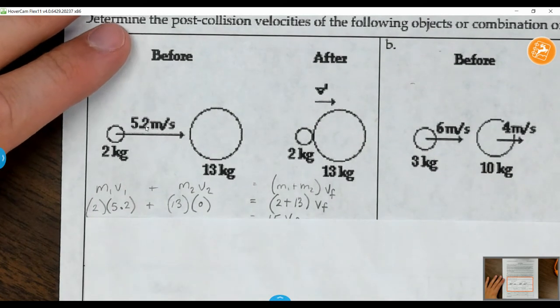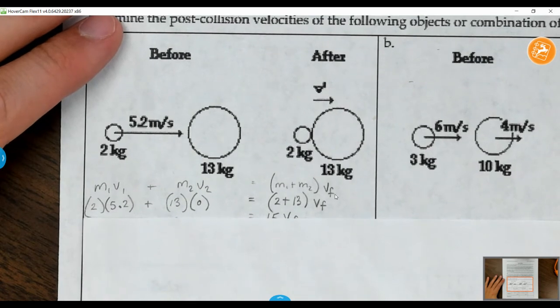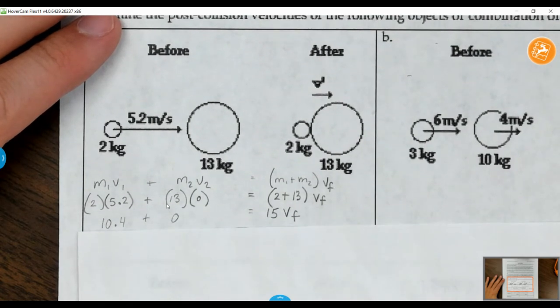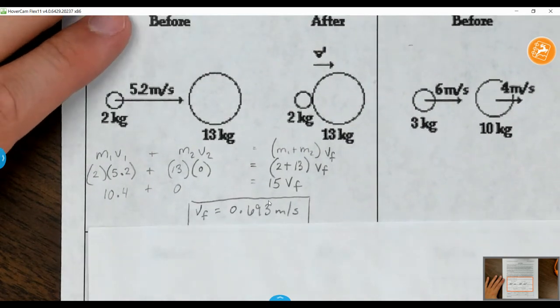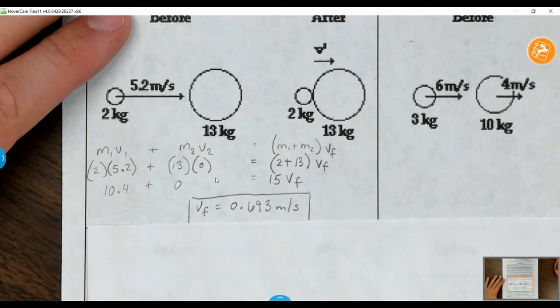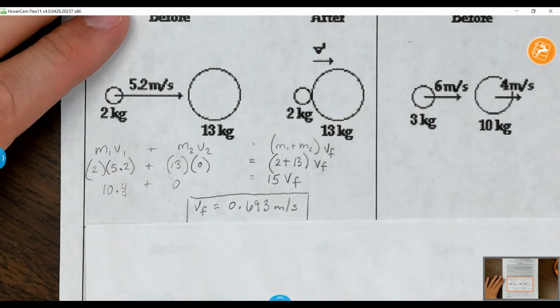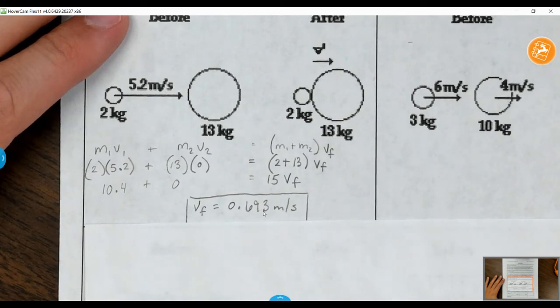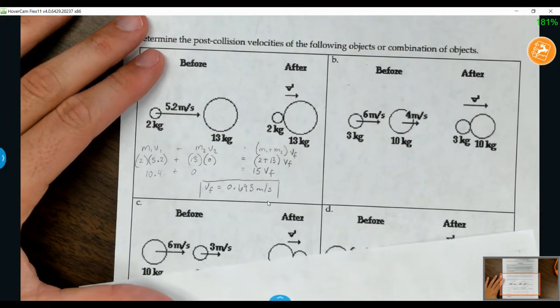You have the 2, you have the 5.2, you have the 13. It's not moving, so it's 0. 2 plus 13 VF. Then you're going to multiply anything else you need, and then add or subtract if you needed, and then simplify and reduce. So 10.4 is equal to 15 VF. To get VF by itself, divide both sides by 15, and you're going to get 0.693 meters per second. So you do the same thing for B and C.